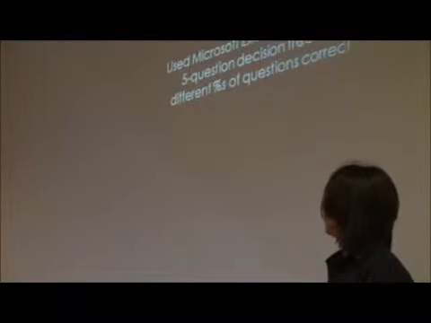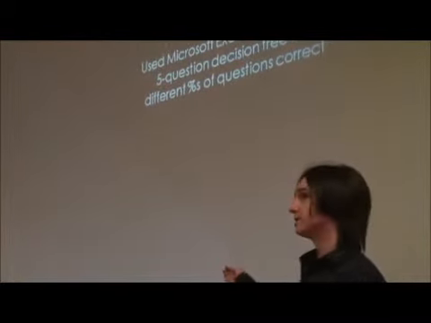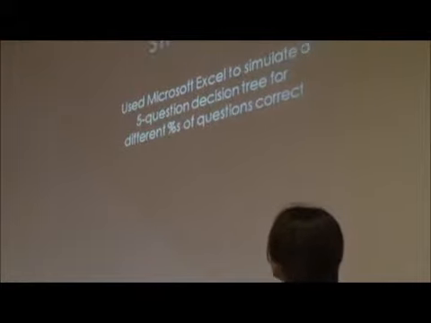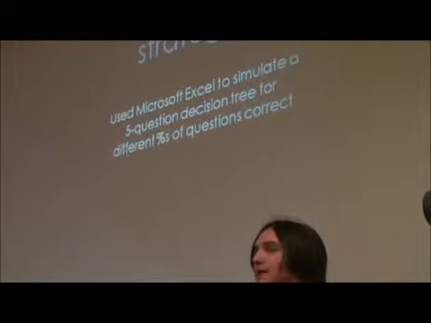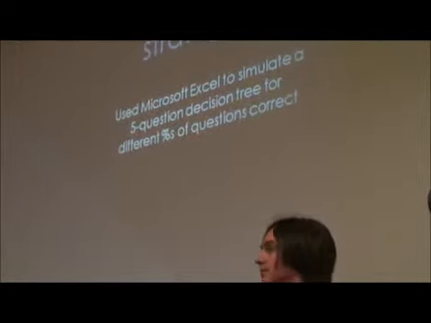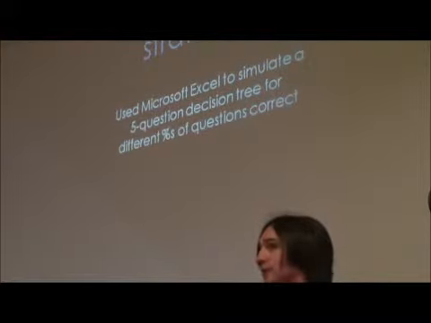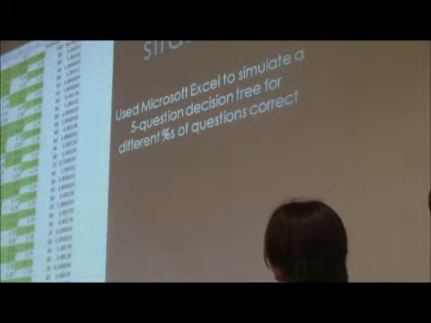So what I did was I used Microsoft Excel to simulate a 5-question decision tree rather than the 2 questions that you've just seen. And with this, it allowed me to put any percentage of questions you're getting correct in, and that would work out the total expected winnings for that 5 questions. So it looks a bit like this.